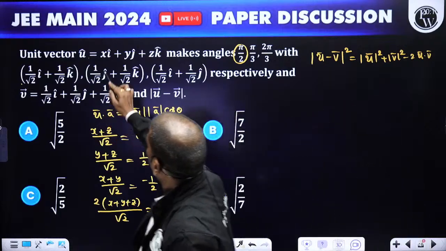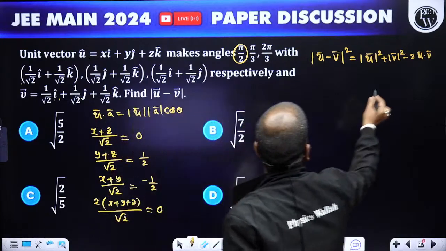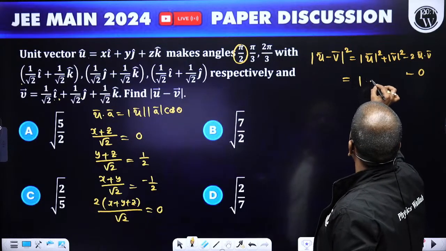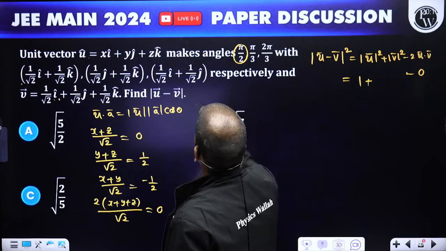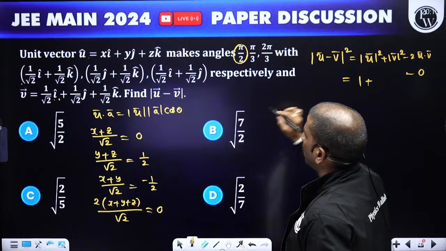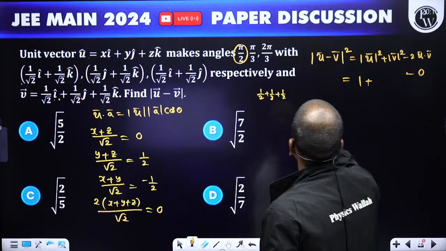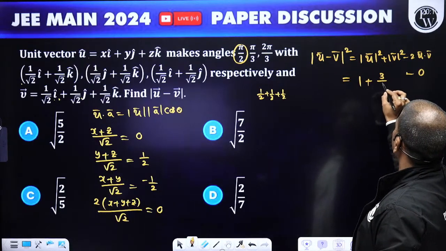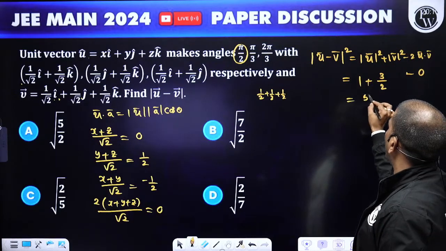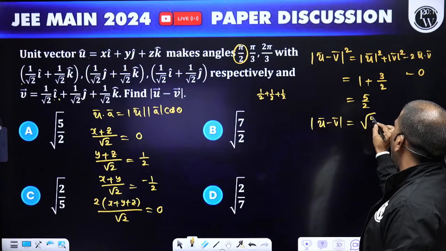Why am I writing this? Because u dot v is (x plus y plus z) by root 2, so that is 0. What is the magnitude of u? 1. What is the magnitude of v? The magnitude of v is 3 by root 2, so 1 by 2 plus 1 by 2 plus 1 by 2, so 3 by 2, under root 3 by 2. So what do you get? 5 by 2.